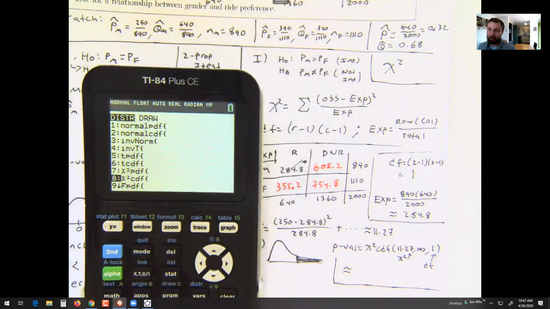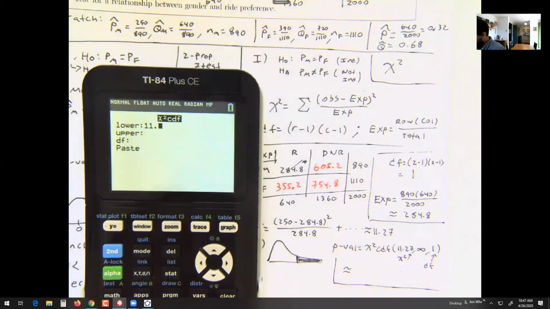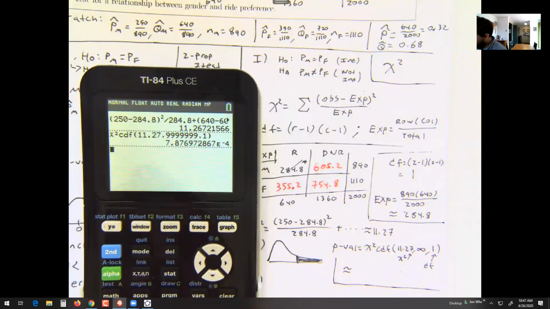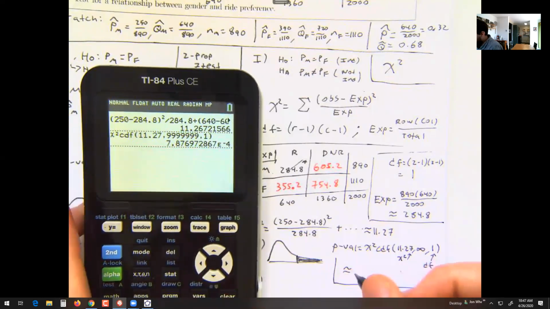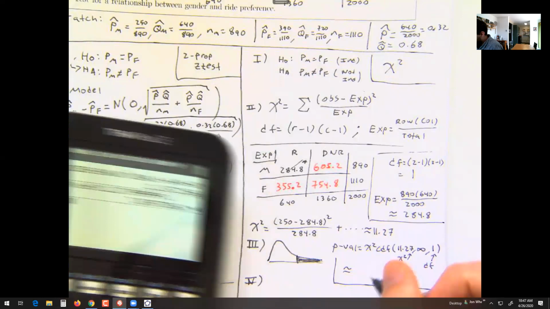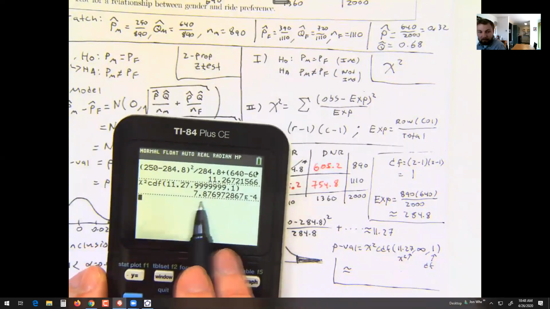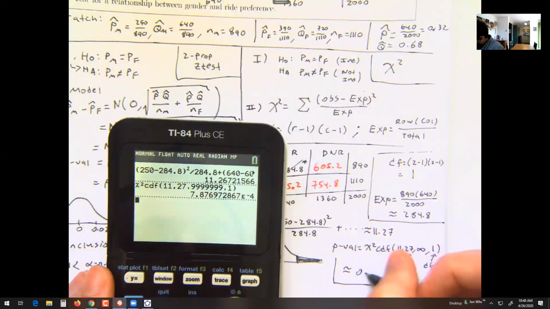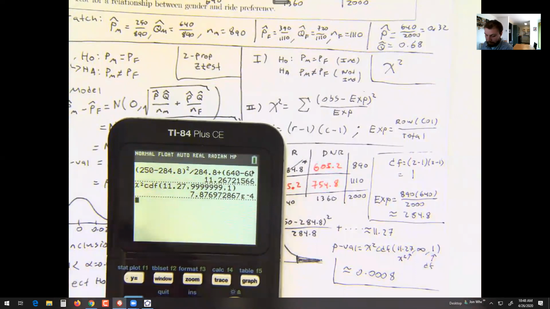If I'm doing this inside of GeoGebra, I'm going to open up probability, and I'm going to use the chi-squared model. I have 11.27 to infinity, degree of freedom of 1, and this gives me a really small p-value of, and if I round this thing, this is closer to the 8 than it is to the 7. So let's see, that's 0.1230, and then an 8 if I round this thing correctly.